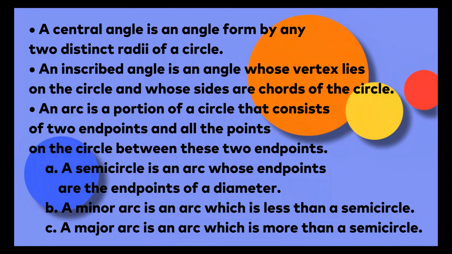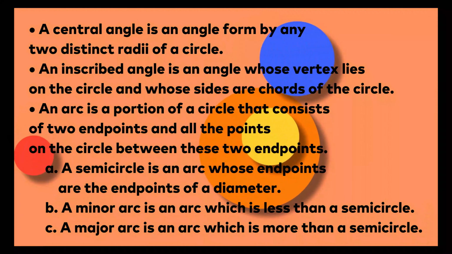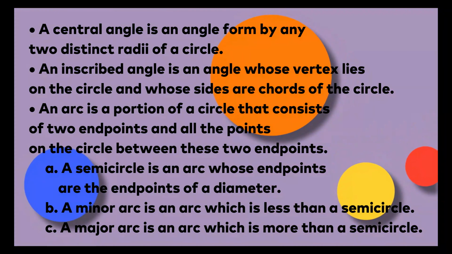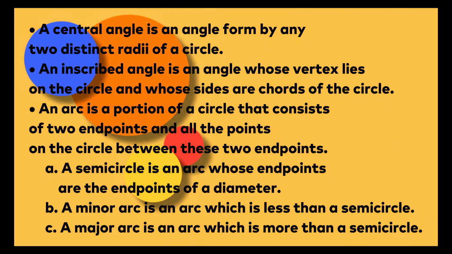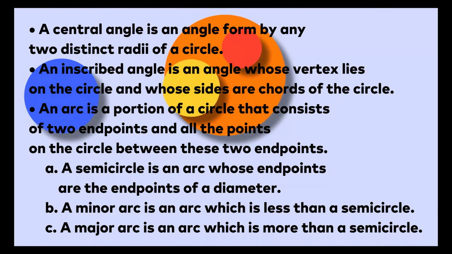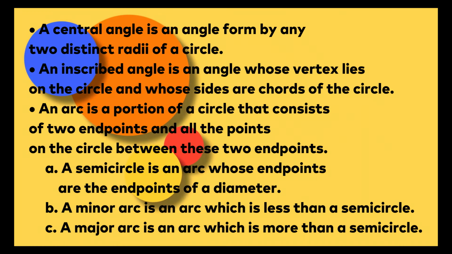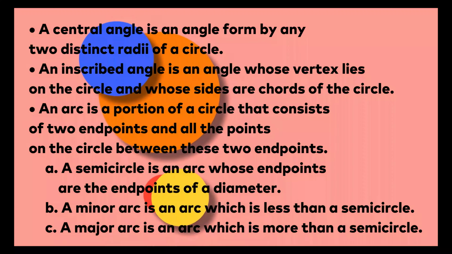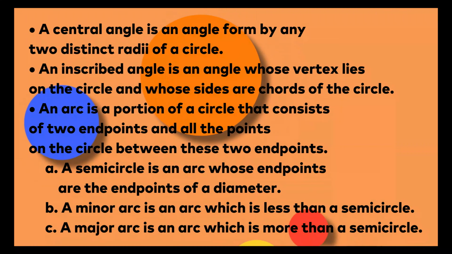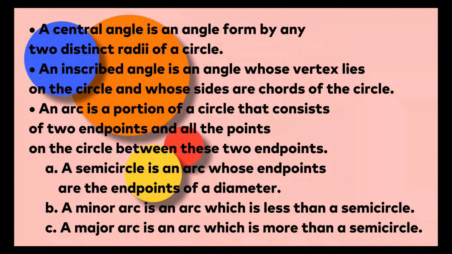The last one is an arc. An arc is a portion of a circle that consists of 2 endpoints and all the points on the circle between 2 endpoints. There are 3 kinds of arc. First is a semicircle. A semicircle is an arc whose endpoints are the endpoints of a diameter. Next is a minor arc. A minor arc is an arc which is less than a semicircle. And the last one is the major arc. A major arc is an arc which is more than a semicircle.